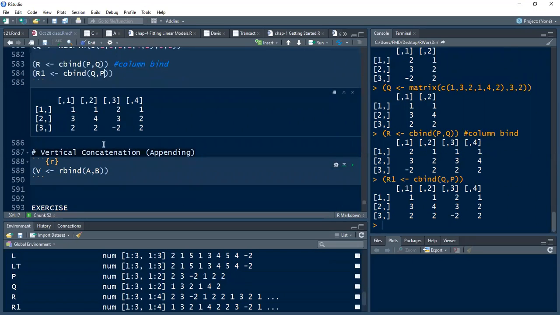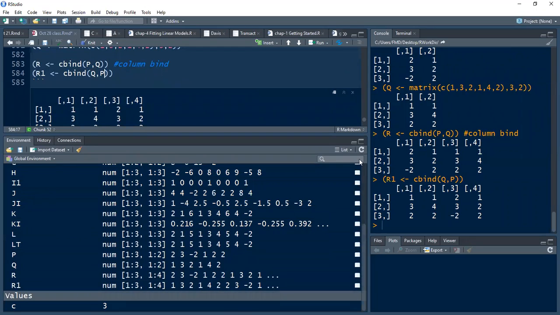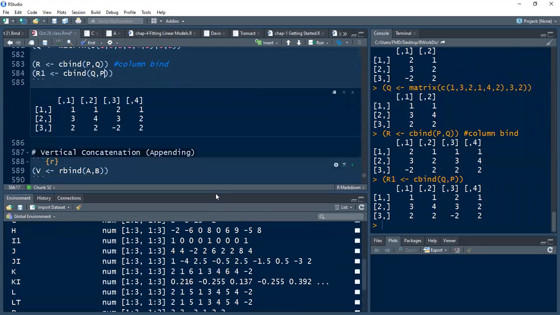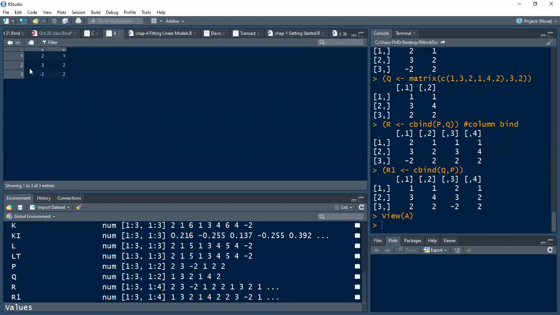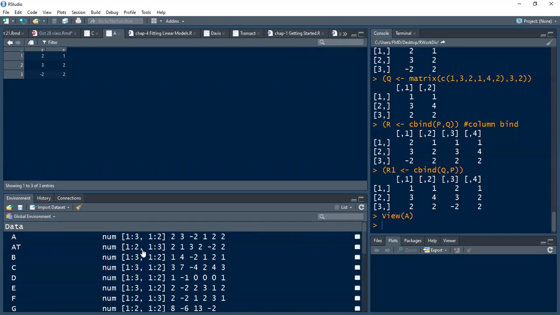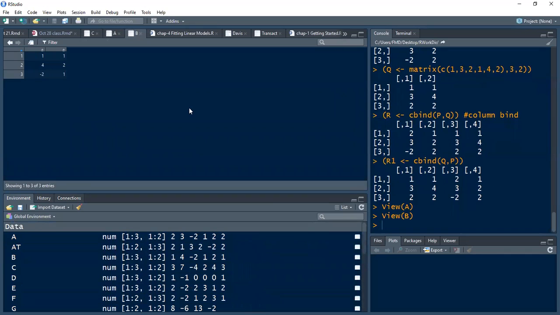Now, what about if it's vertical concatenation? Vertical concatenation, you are adding by rows, okay? So let's first check what we have here, rbind A and B. So let's see, what's R? See, let me check. What's our A? So this is A, it's 3 by 2, and then B. What's our B? B is also 3 by 2.